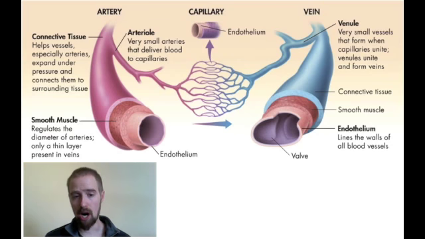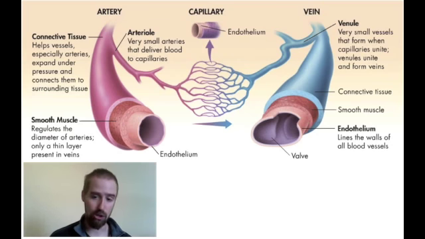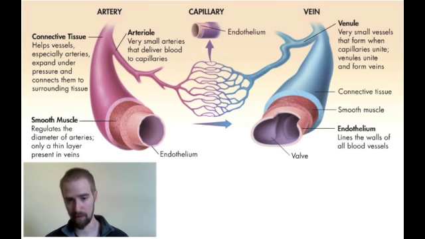Now, in addition to our heart, our circulatory system is also made up of veins, arteries, and capillaries. Arteries are blood vessels that carry blood away from the heart, so they carry blood to the various organs of the body. Veins transport blood back to the heart from the various organs of the body.